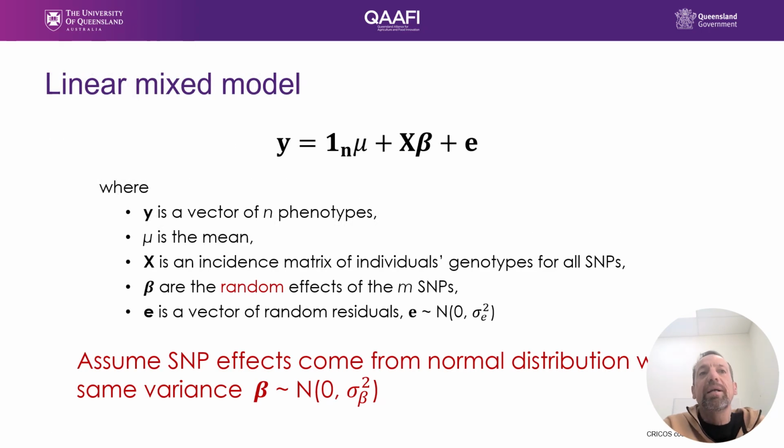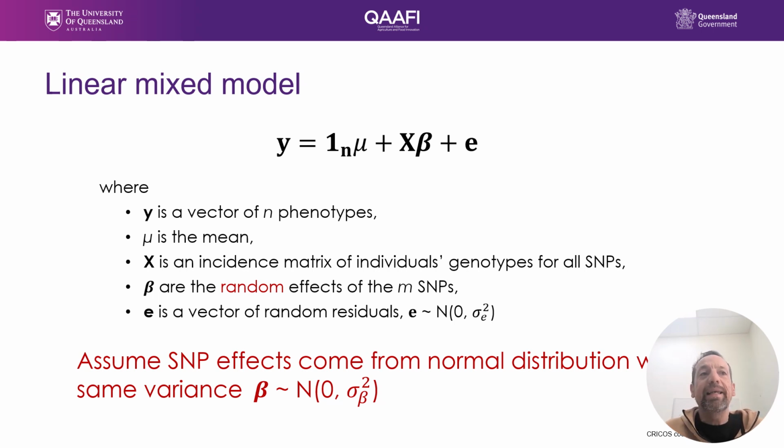So to get your BLUP estimates of your genetic effects, you need to fit a linear model to your data. And this is a simple linear model where Y would be your phenotypes, your trait records, mu is the mean, X is a matrix of the genotypes for each individual for all the SNPs. So X has one row per individual and number of markers columns. The betas are the random effects of the SNPs, and E is a vector of random residuals.